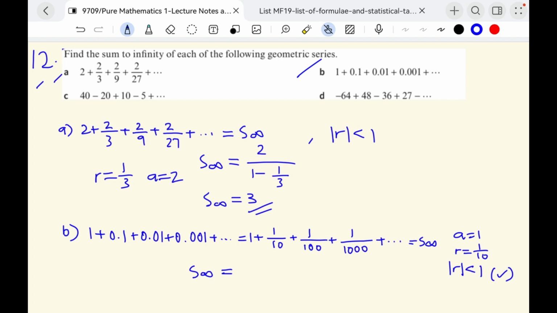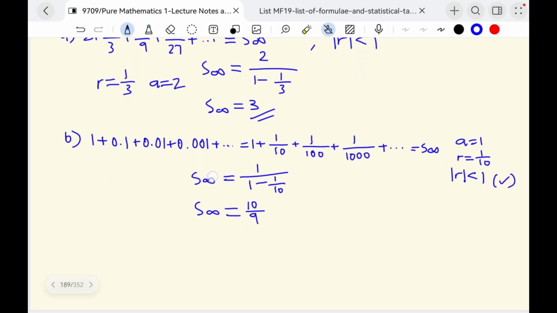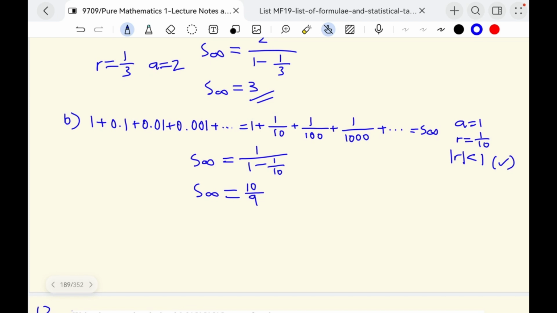So just apply the formula of the sum of infinity for a geometric series, 1 over 1 minus 1 over 10. Press your calculators to get 10 over 9 as your final answer.